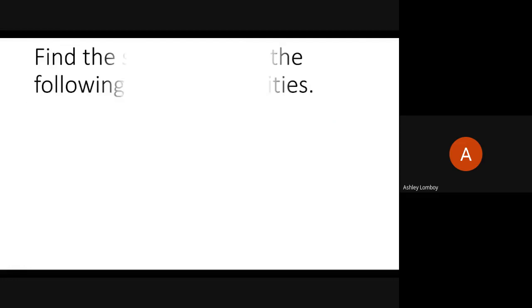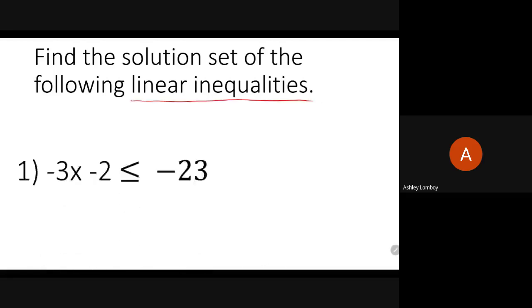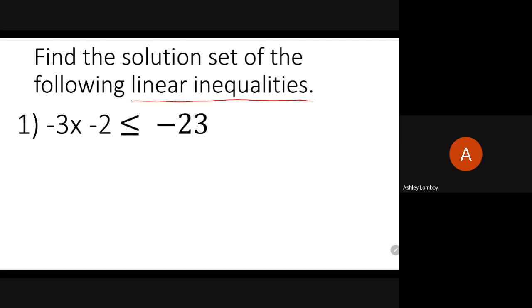Okay? Just a sort of review, let's find the solution set of the following linear inequalities. I say it's linear kasi para tayo ay ma-review. So solving linear inequality is almost the same with solving linear equation. Pagkakaiba lamang nila, kapag nag-divide ka ng negative number, you have to reverse the inequality sign.